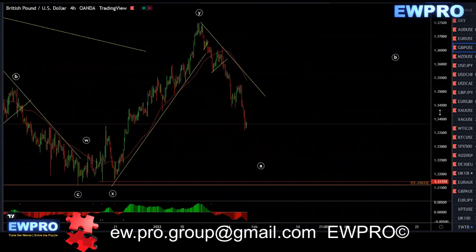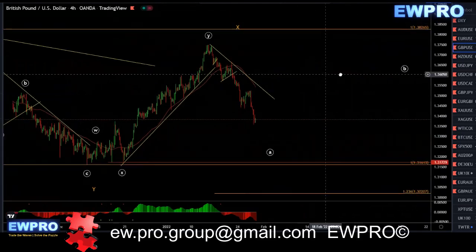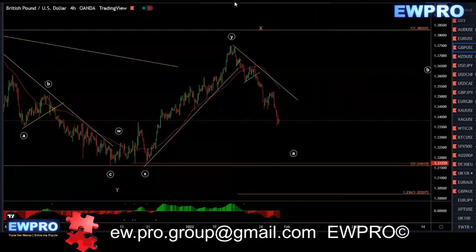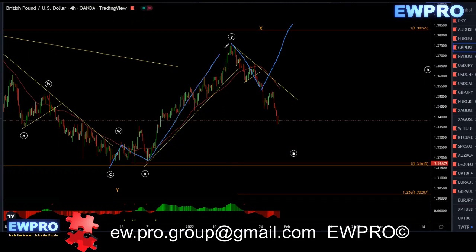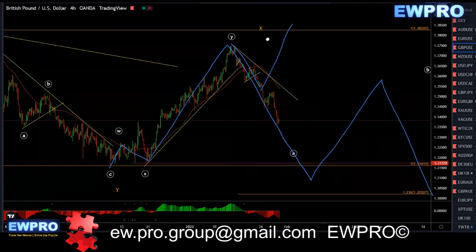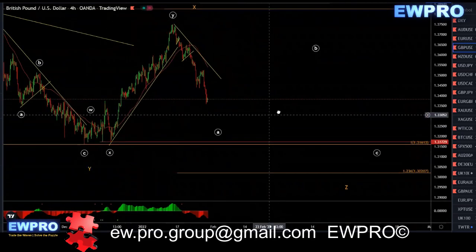H4, nothing's changed since last week. Last week I ruled out that wave Z up because this was a much larger correction. So we got WXY, and we're getting like an A wave. We don't know where this wave A will end, but we'll be looking for a B and then a C to go and break the low.